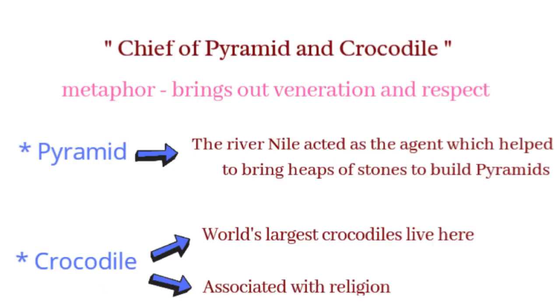In the second line, the poet says that it is the chief of pyramid and crocodile. Here again, we can see a metaphor, and I have to mention one thing. The poet has used many literary devices, or in other words, figures of speech, when he wrote this poem. I will discuss these techniques at the end of this video. Now let's move back to the chief of pyramid and crocodile. Why do you think the poet has given this particular designation to the Nile?